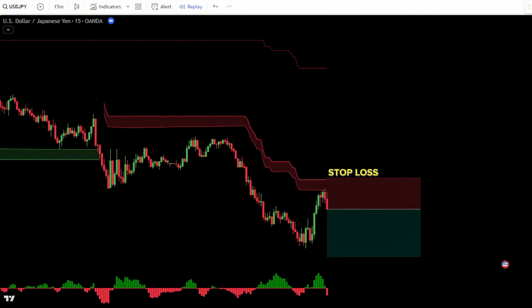Place the stop loss slightly above the highest supertrend zone line. Use a take profit target with a risk to reward ratio of 1 to 1.5.